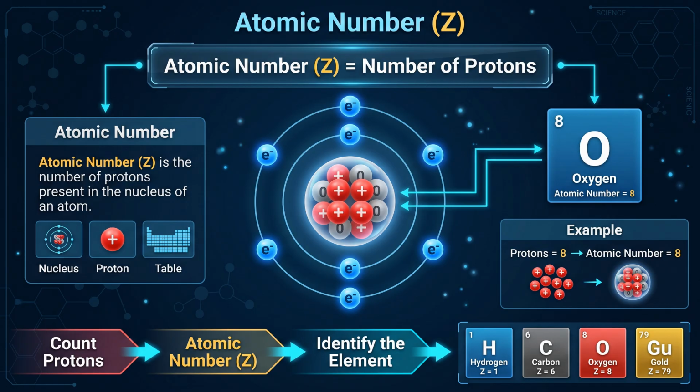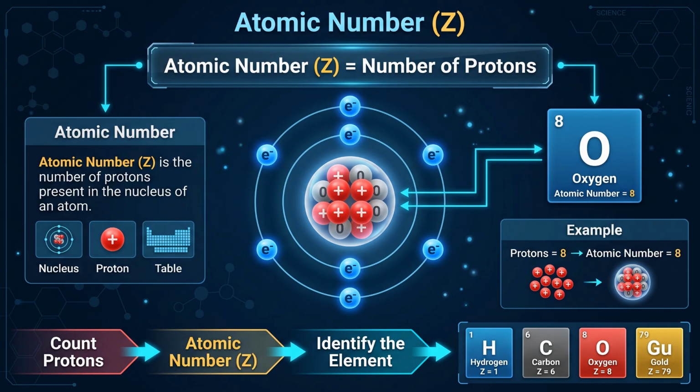To understand atomic number more clearly, first remember that an atom consists of three subatomic particles. Protons have a positive electrical charge and are located inside the nucleus. Neutrons have no electrical charge and are also found inside the nucleus. Electrons carry a negative electrical charge and move around the nucleus in different energy levels or electron shells. Although electrons and neutrons are important for the atom's properties and behavior, neither of them determines which element an atom is. Only the number of protons decides the identity of an element. This is why the atomic number is always defined as the number of protons present in the nucleus.